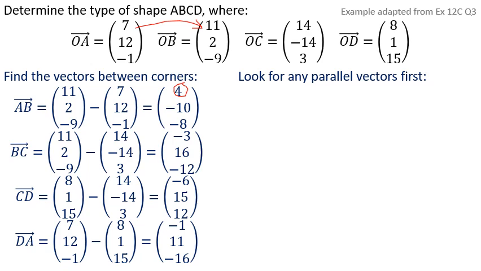That may seem like quite a tedious job. I mean, you've got 4 different vectors and you're trying to identify any pairs of them. There are actually 6 different pairs amongst these 4.